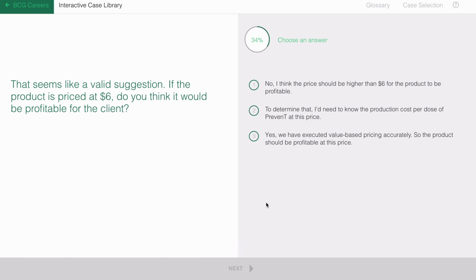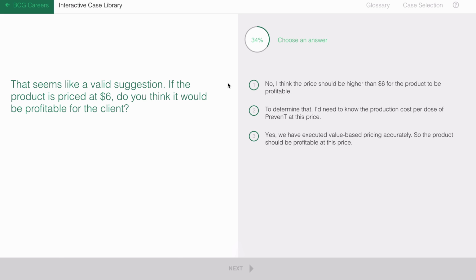That seems like a valid suggestion. If the product is priced at $6, do you think it would be profitable for the client? Even before looking at the answer choices, we've focused right now on the economic value to help us price the drug. Now we need to consider what the cost of production of this drug is, right? If it costs more than $6 to produce this drug, then we would have to price it higher than $6, else we wouldn't be profitable. So we need info on costs.